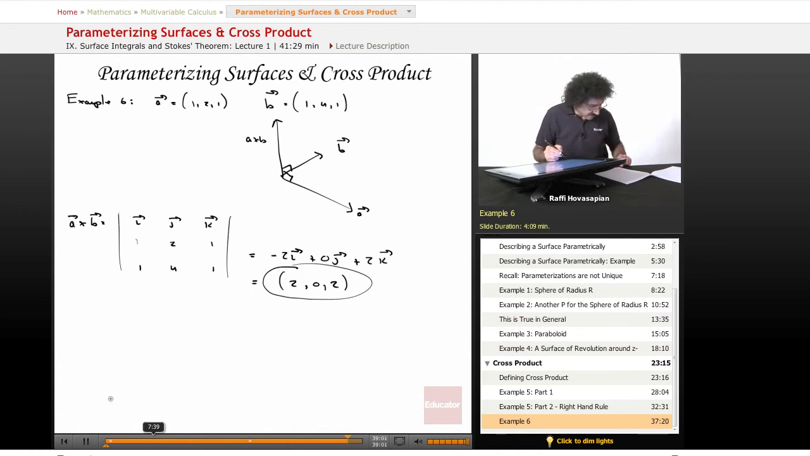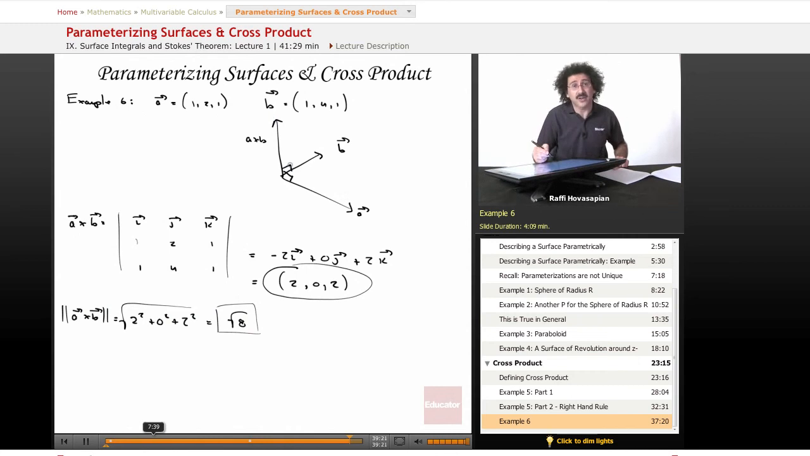And now let's go ahead and find its norm. So the norm of A cross B is equal to the square root of 2 squared plus 0 squared plus 2 squared, and that equals radical 8. So the length of this vector is radical 8. Its direction is perpendicular to both vectors. It is a vector. It has a magnitude and it has a direction. The dot product was a scalar product. It's only a magnitude. It's only a number.